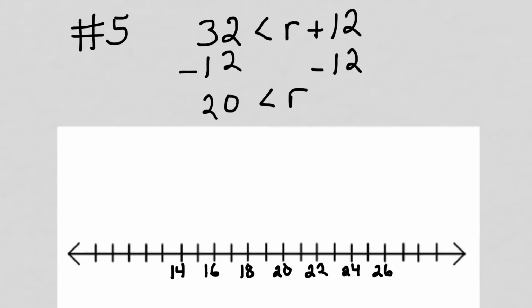So I go down to the number line. It's going to be an open circle, open circle because it's just a less than. And since r is greater than 20, I know that it's going to be going to the right.